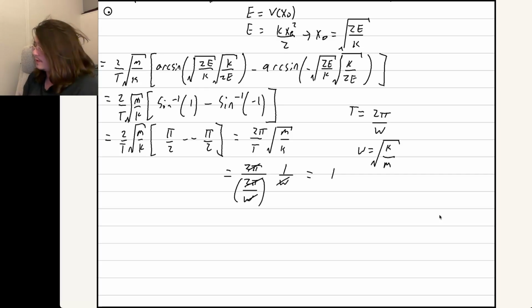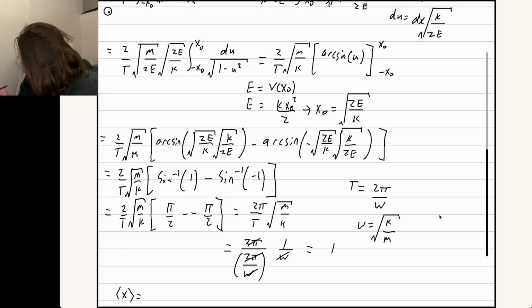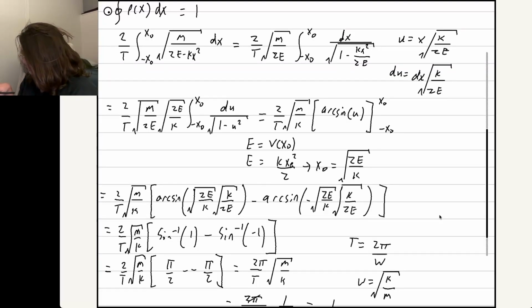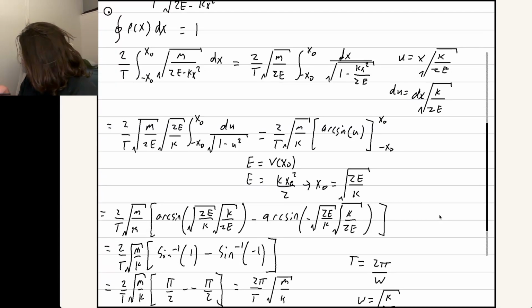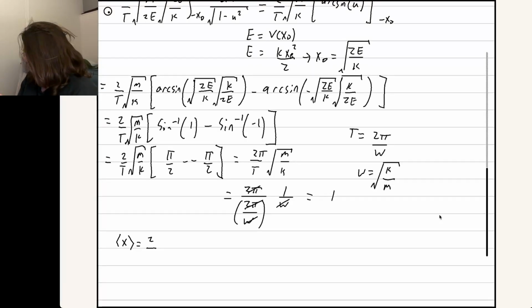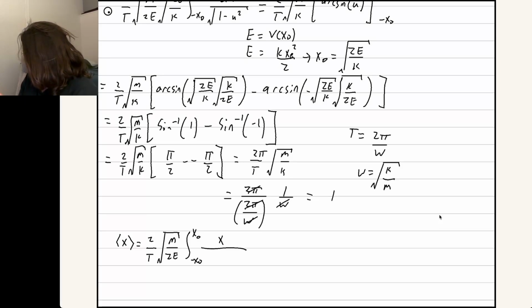So now we need to find the expectation value of position, the expectation value of position squared, and the standard deviation. So for position, using the same simplifications that we used before, it's going to be 2 over T times root m over 2E, from negative x naught to x naught, and then we're just doing the probability distribution with an x up top. And this is still 1 minus kx squared over 2E.